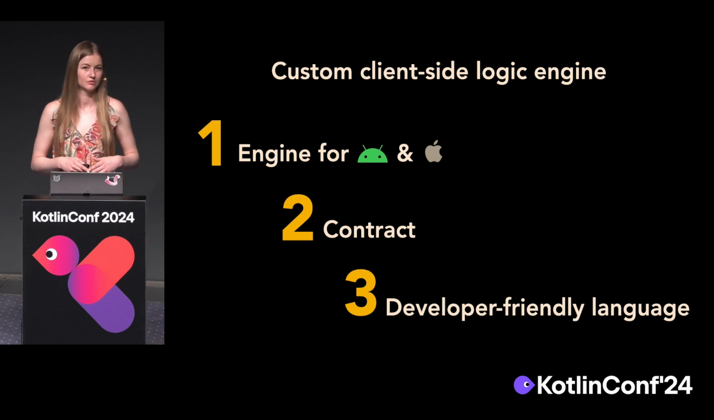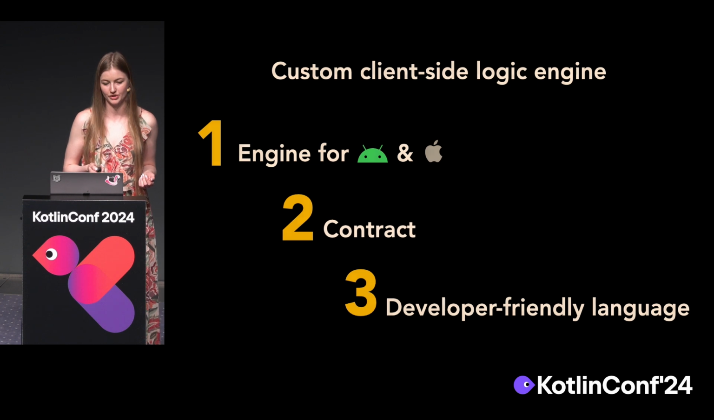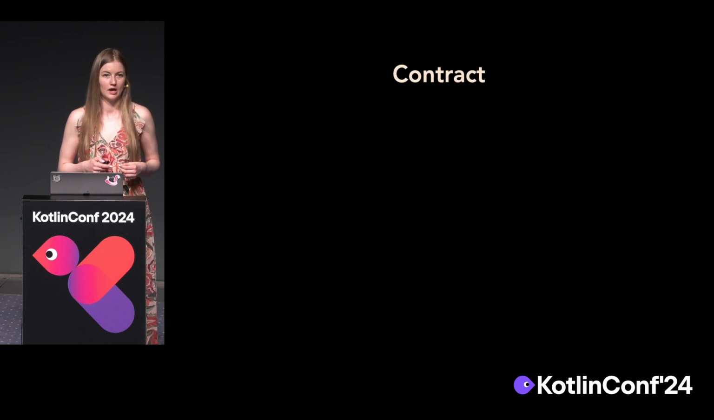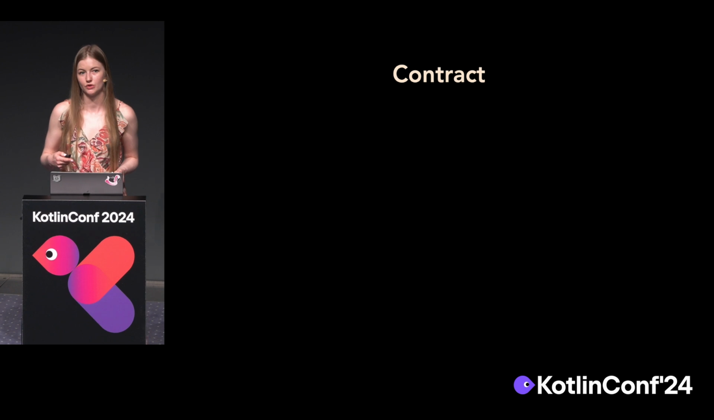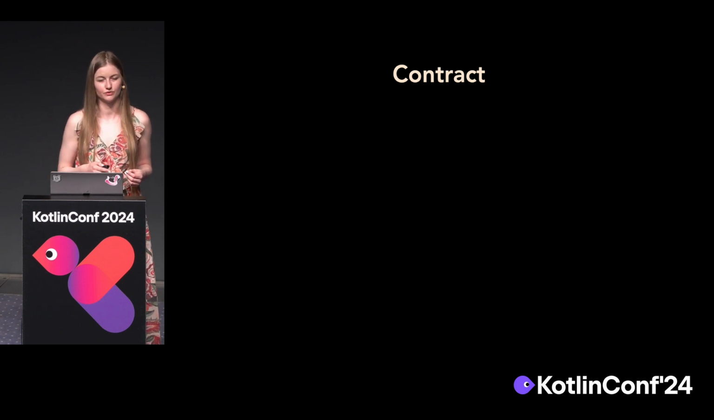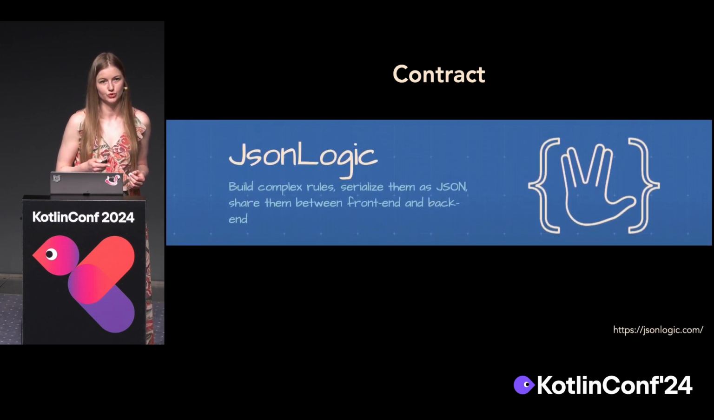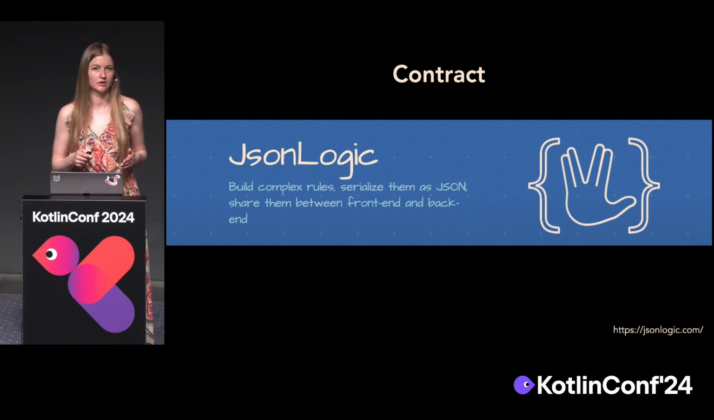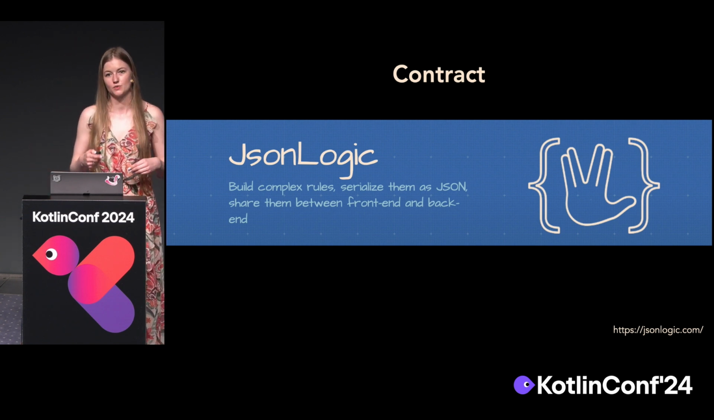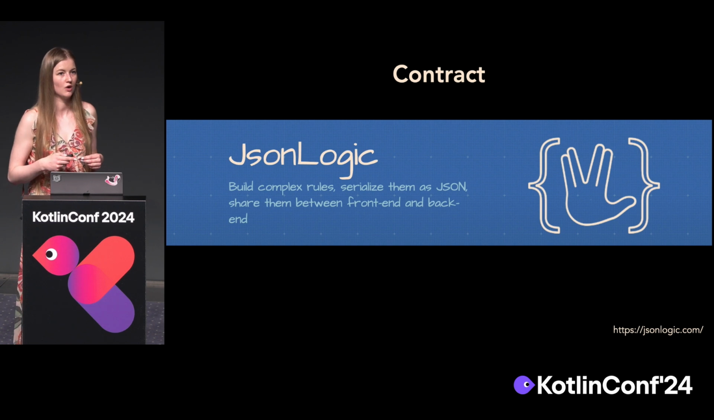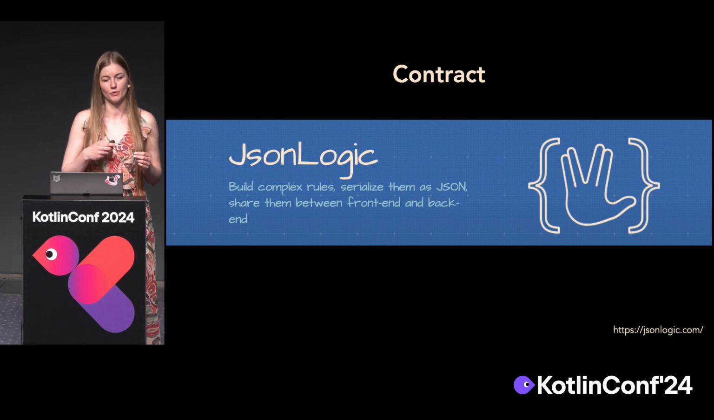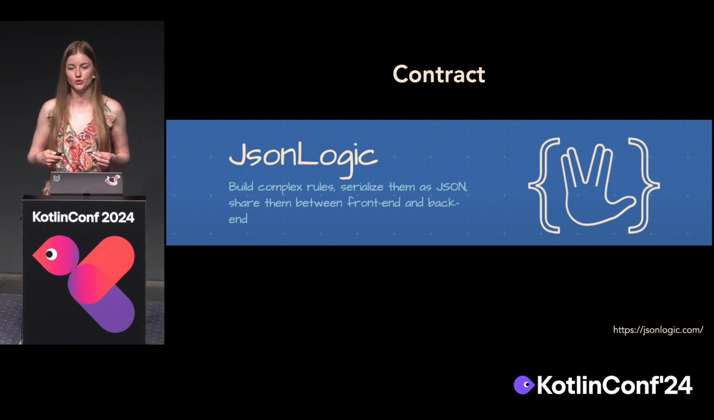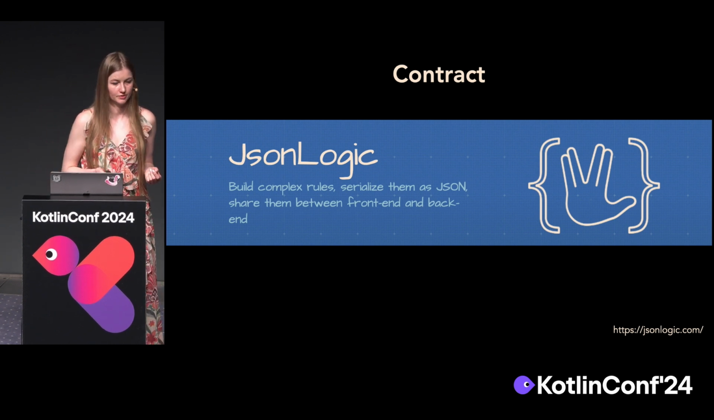So let's start with the middle. So let's start with the contract. As a contract, we've decided to use something that is already there, but I don't think it's really popular. We've decided to use a format called JSON logic. JSON logic is by no means a full-blown programming language, but rather a format that defines how to define operations in JSON format, and also how to combine operations together to define more complex business logic.